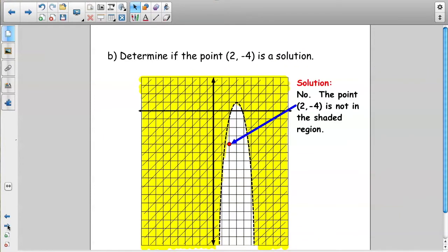Okay, now is this point right here a solution? So I plotted it on there, and I got an answer of no. If you don't want to do that, you can substitute it in like we did earlier, and you can get the same result.